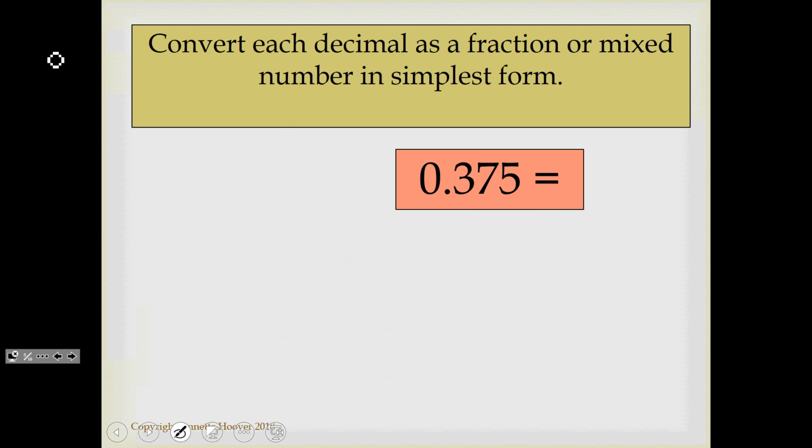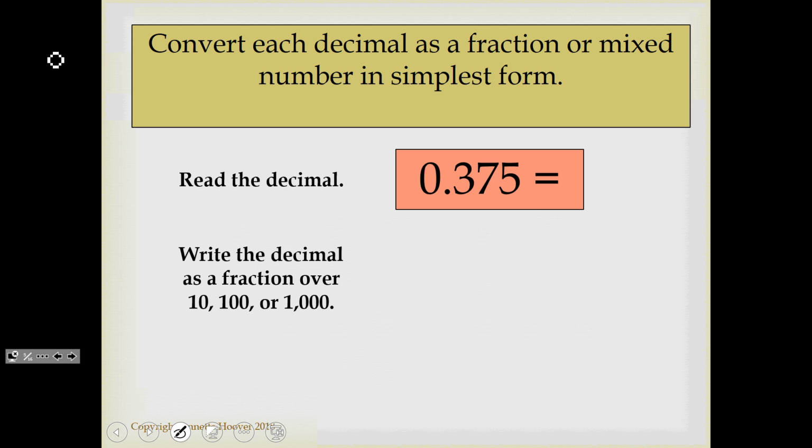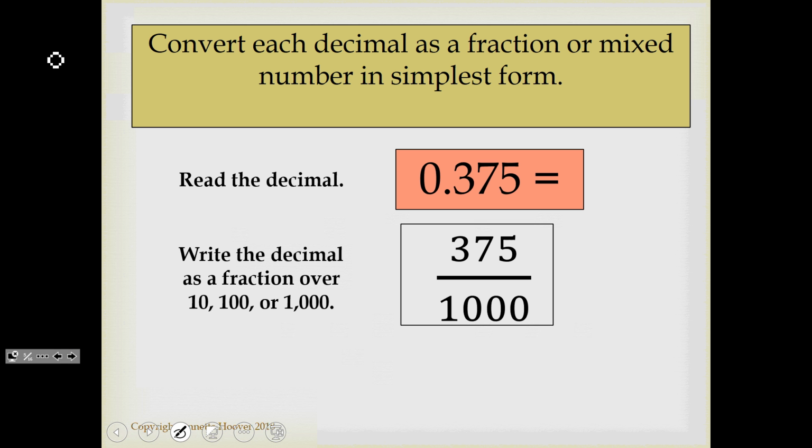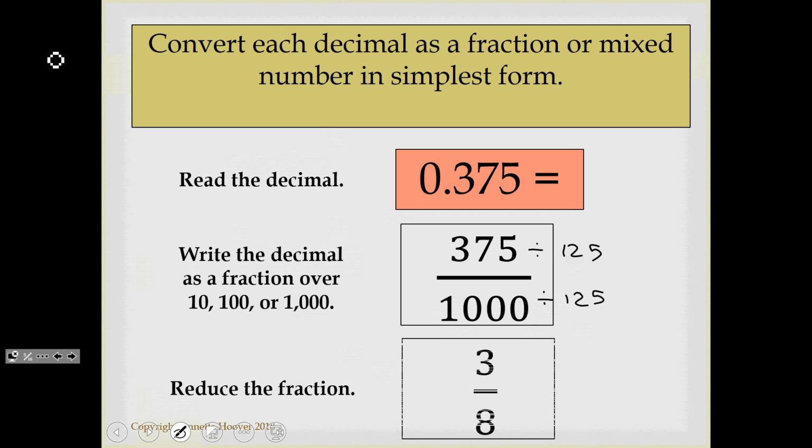Now the fraction is going to read just like that. So how do you write a fraction as 375 thousandths? You put 375 divided by 1,000. Reads exactly the same. Now both of these numbers happen to be divisible by 125. So when we simplify it, it simplifies down to 3/8.